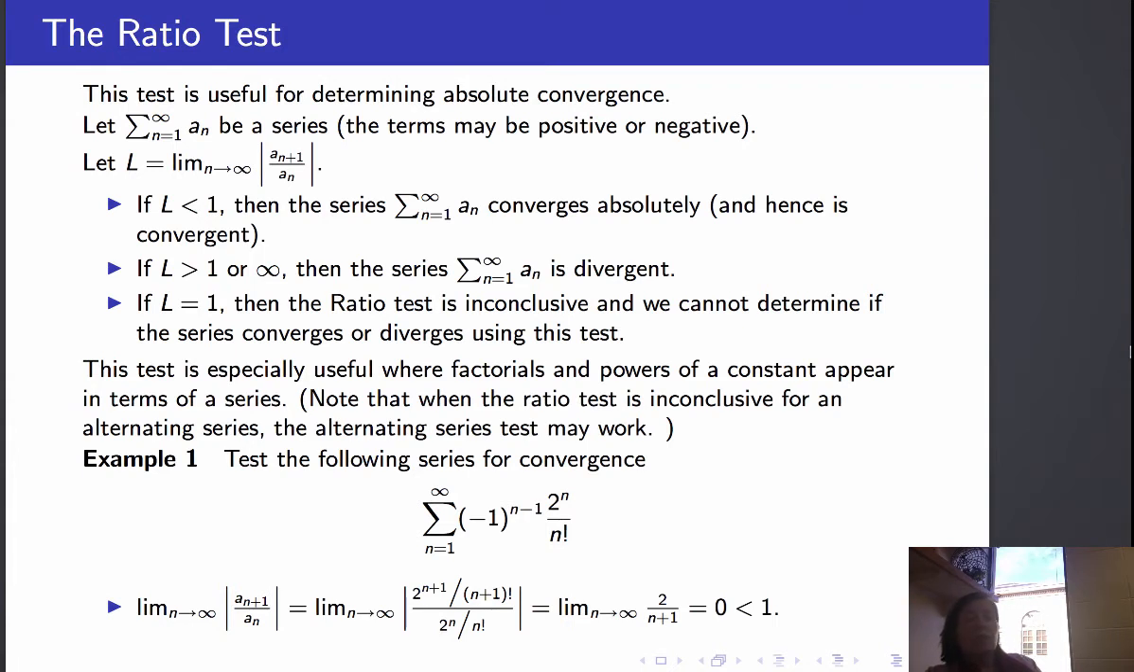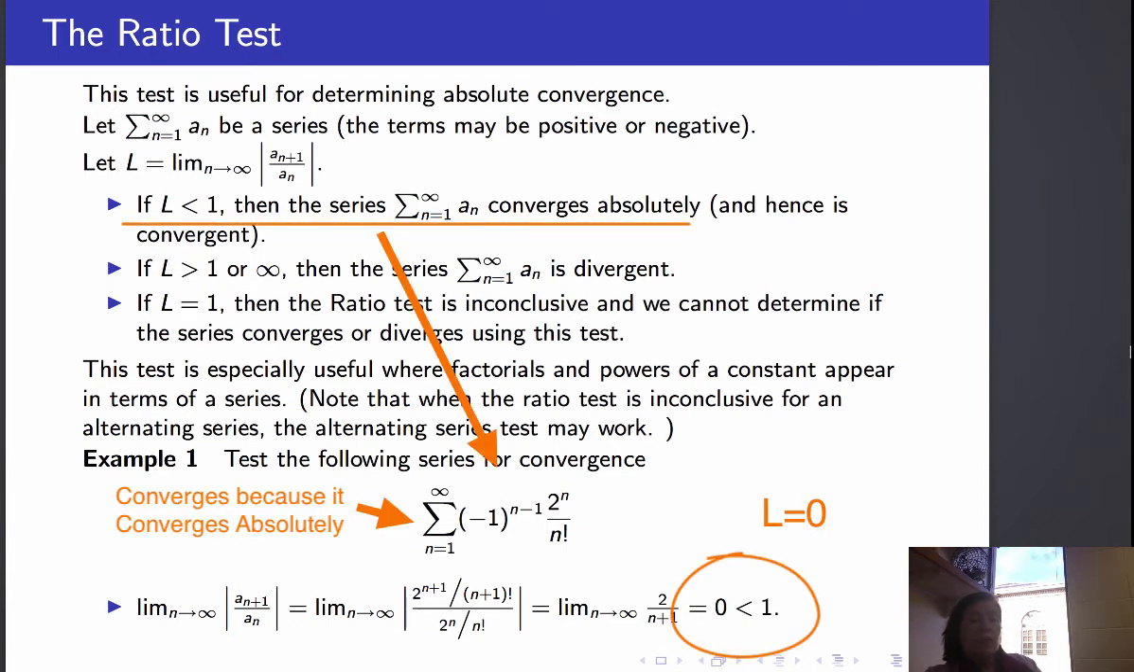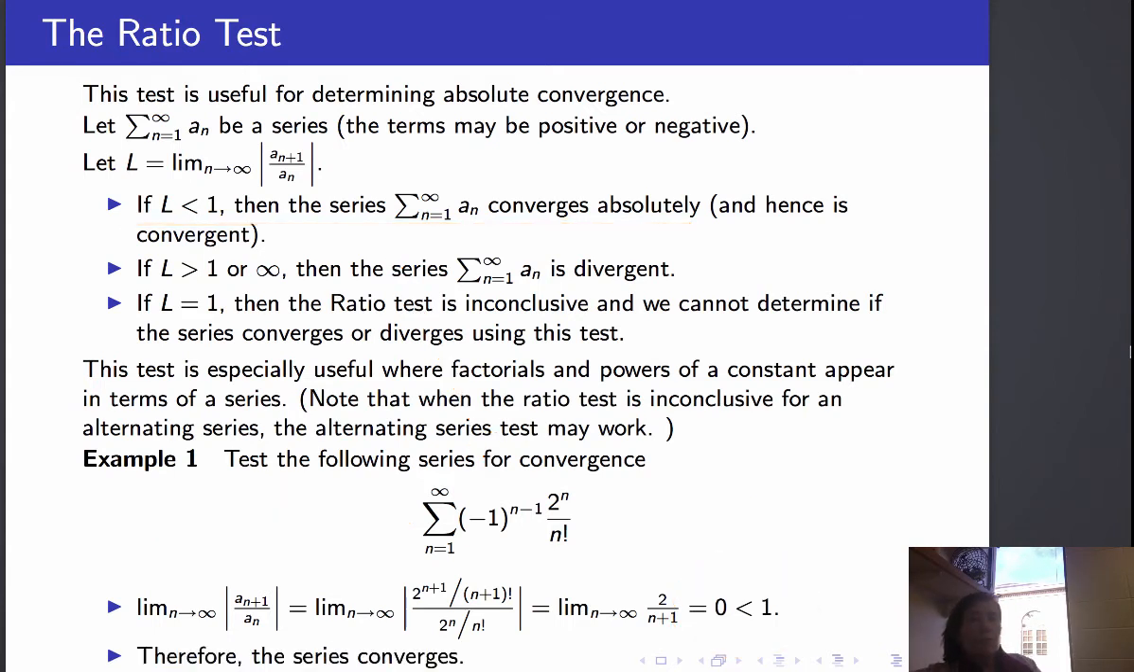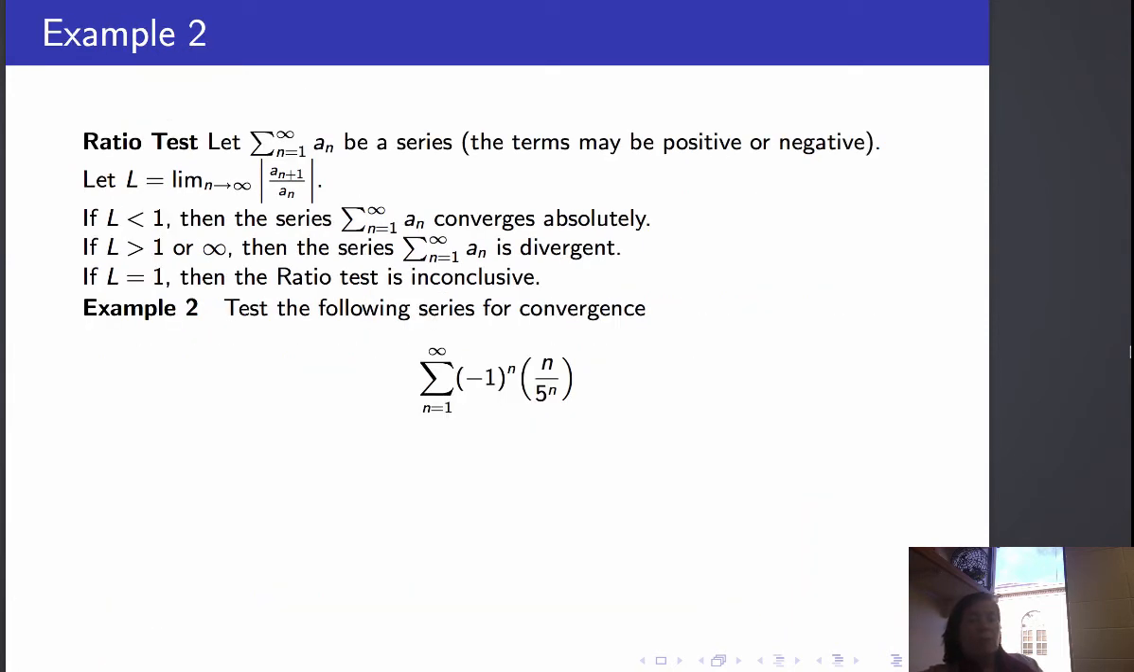And as n goes to infinity, that goes to 0. And this number is less than 1. So by our test, if L is less than 1, then the series converges absolutely. And of course, if a series converges absolutely, we know it converges. So therefore, our series converges. Let's apply the test again.